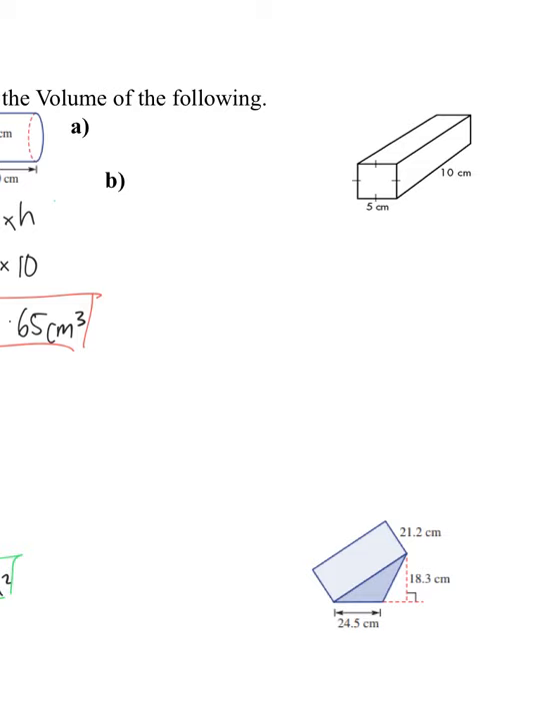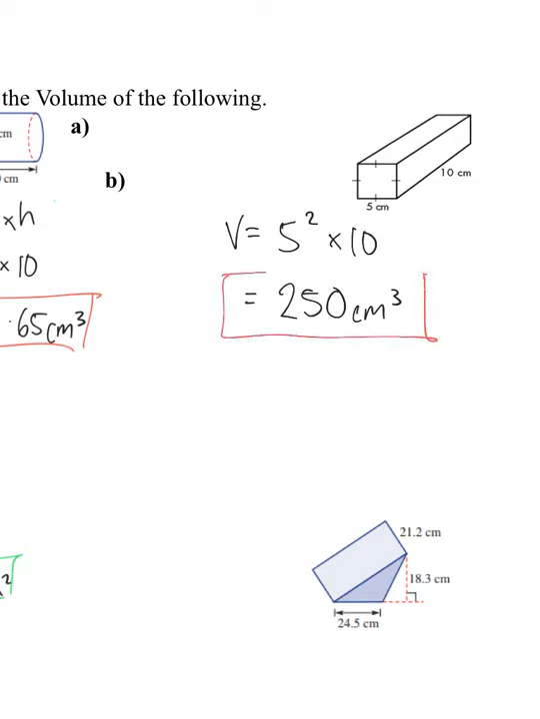All right. B, we've got a rectangular prism. All right, so this one should be easy peasy, guys. We've got a face, which is a square, so it's going to be 5 squared, and then times the 10. I'll just quickly do it. Volume's going to equal the 5 squared, because it's the 5 times the 5, times the 10. 5 squared is 25. Times 10 should be 250 centimeters cubed. Cool.